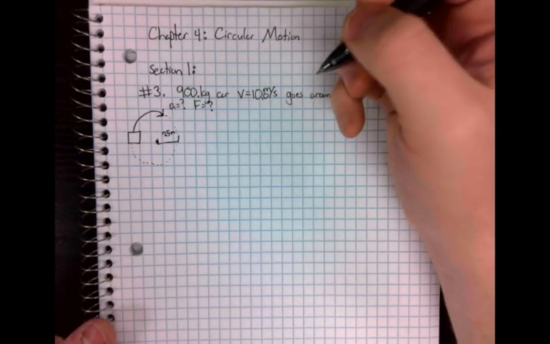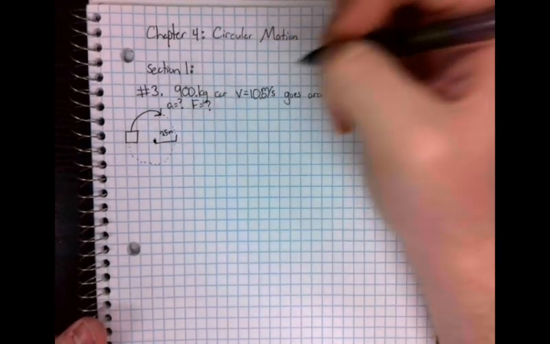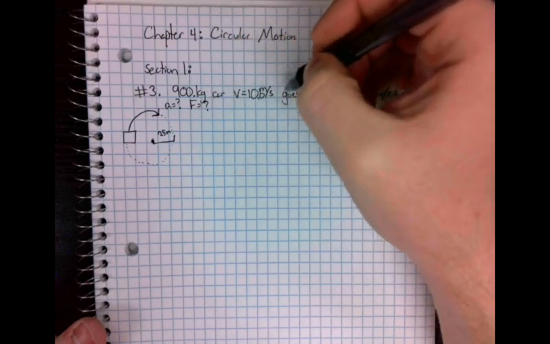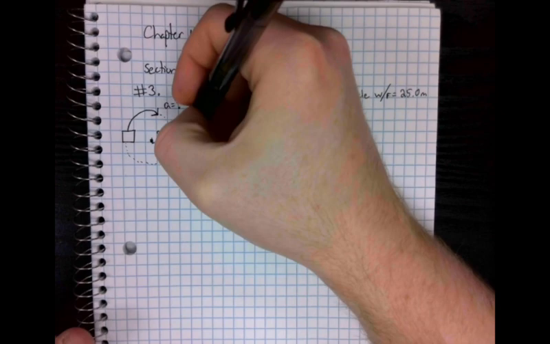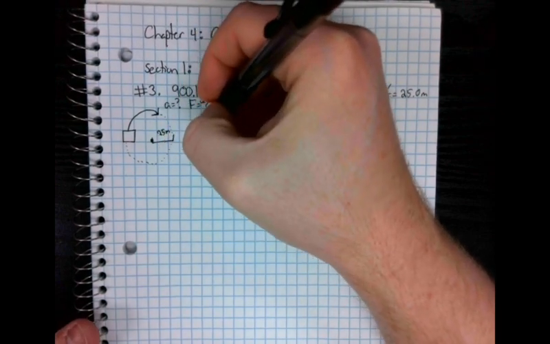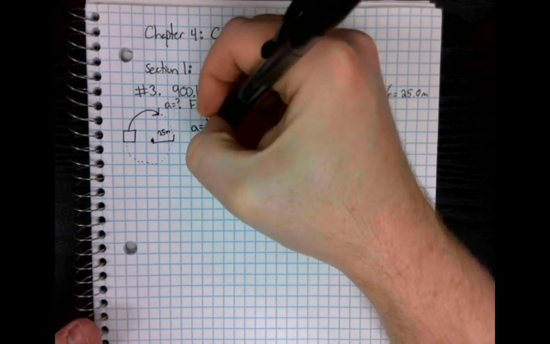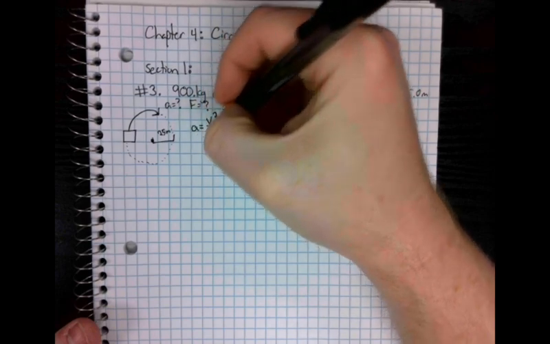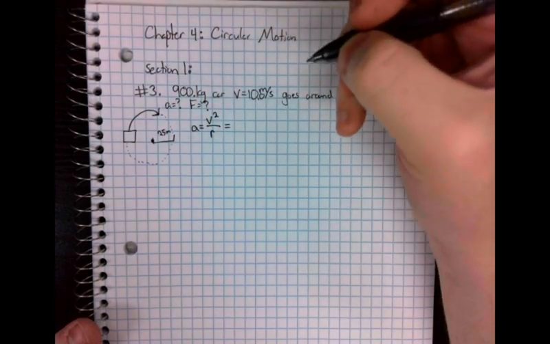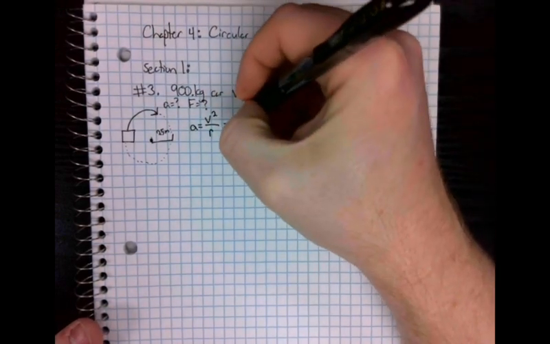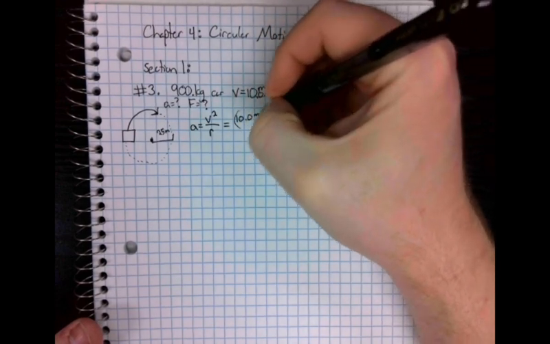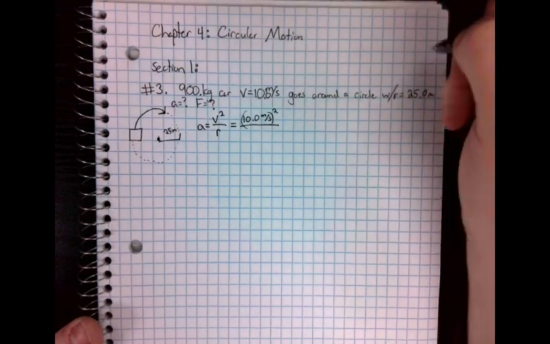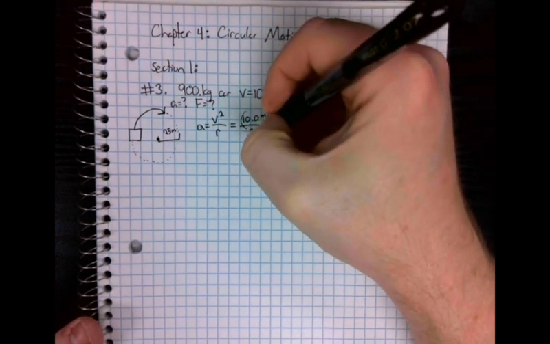Okay, so looking at what we're given, we're given kilograms, we're given a velocity, and we're given a radius. Well, we conveniently just talked about our equation. Acceleration in a circle is equal to velocity squared over the radius. We have both of those pieces of information, so we can go ahead and plug them in. 10.0 meters per second is going to get squared, that's going to be on top, and then our radius is 25 meters.